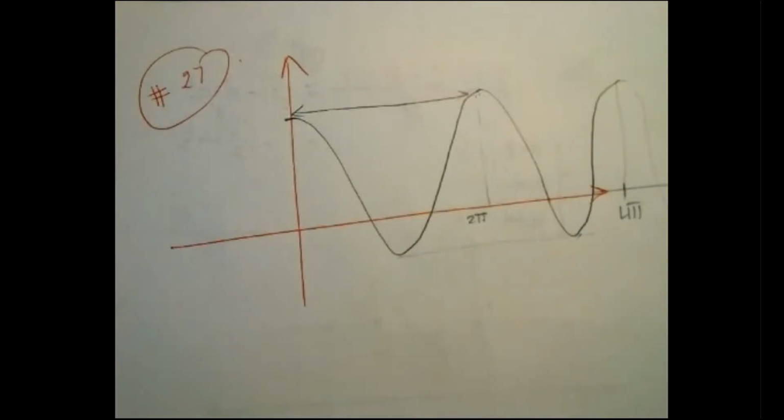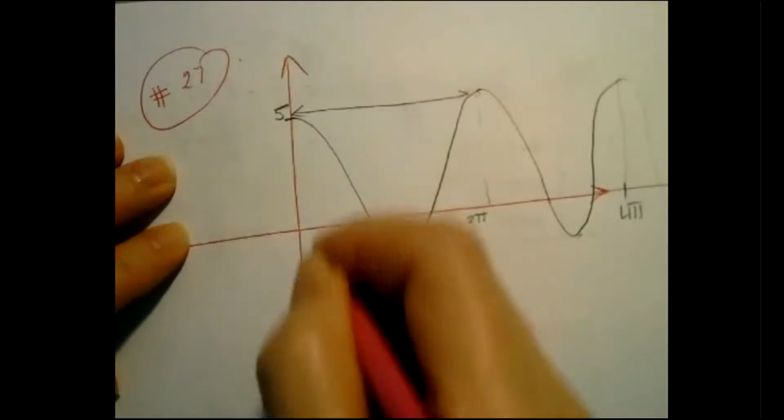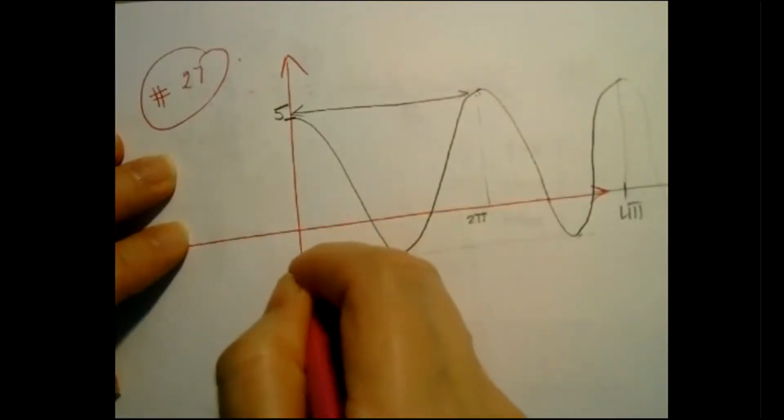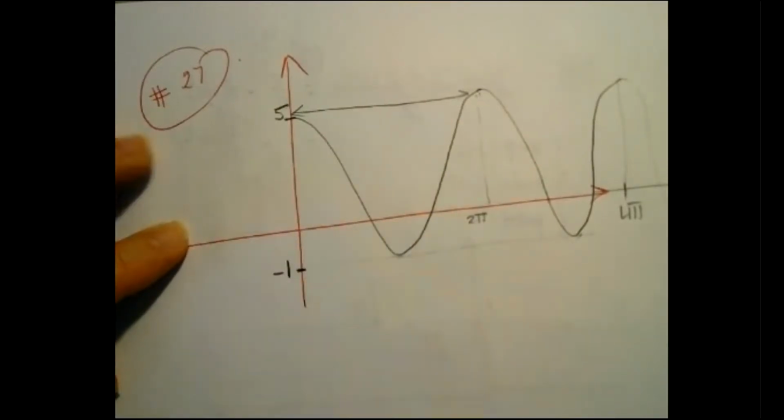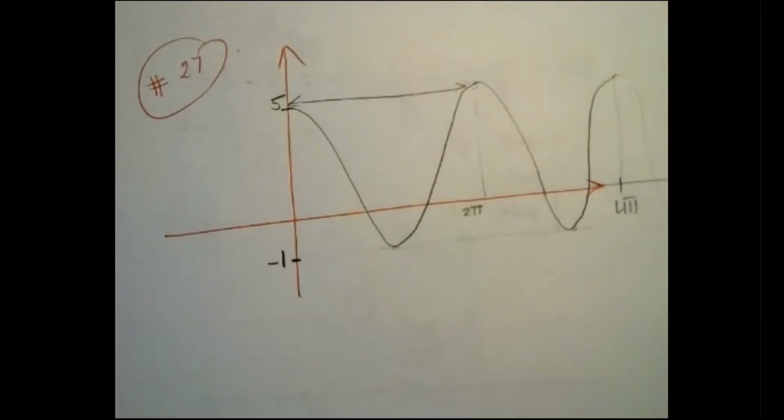And the numbers they gave us are 5 from the top, and down here, it's a -1. And the question is, find a formula of the form a cosine t plus k or a sine t. All right, so what did you guys come up with, and how did you handle this problem?